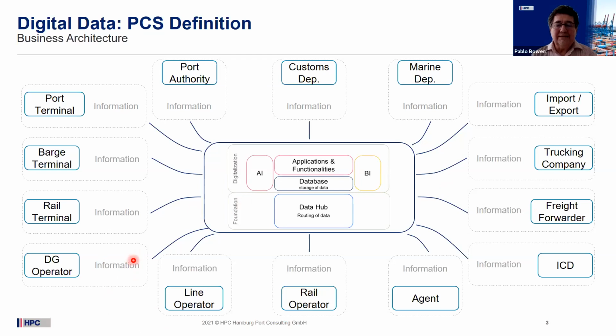And looking at this model of a PCS, if you see inside, first of all there is a data hub, routing of data, that is the foundation. And secondly, you have applications and functionalities with their own database, and with tools like BI, business intelligence, and artificial intelligence, as we saw in the last presentation, that the stakeholders can use in the port community.